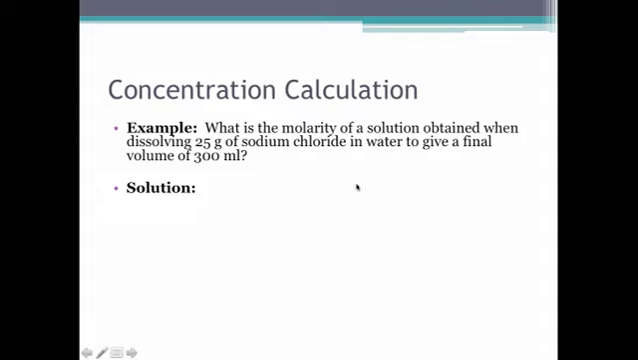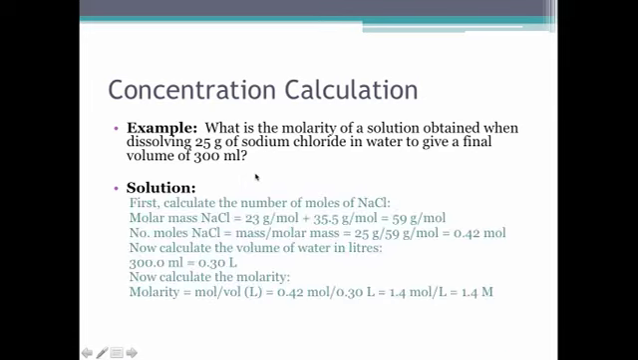Okay, so let's do an example calculation here. So here's the question: what is the molarity of a solution obtained when dissolving 25 grams of sodium chloride in water to give a final volume of 300 mils? So we could in fact give the concentration of sodium chloride as being 25 grams per 300 mils, but this time we want it in molarity, so we want it in moles per litre. And so the problem we've got at the moment is that we've got sodium chloride in grams and we've got water in mils, and we want it in litres. So how do we do it?